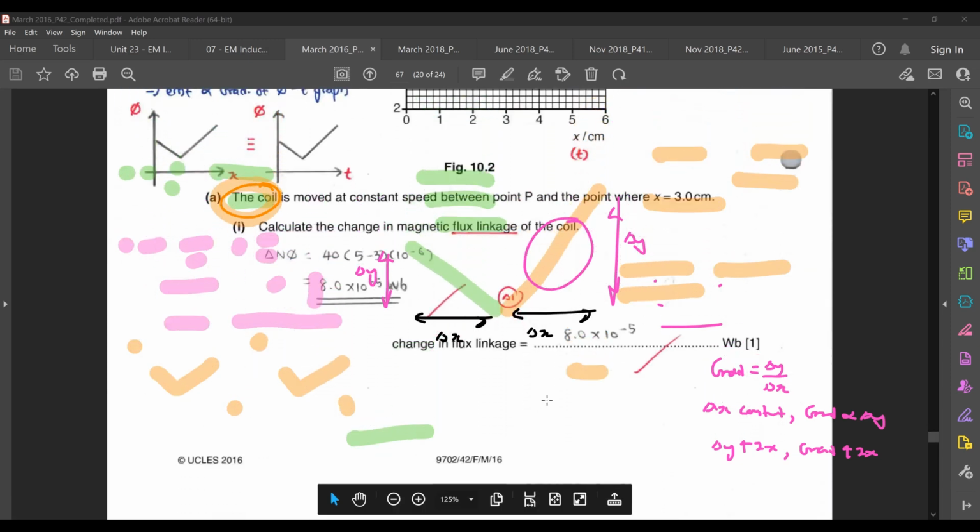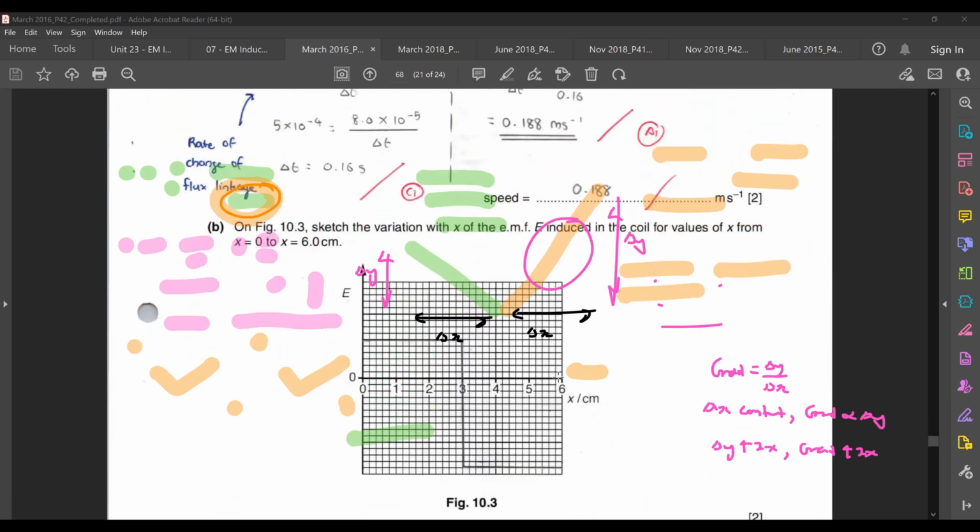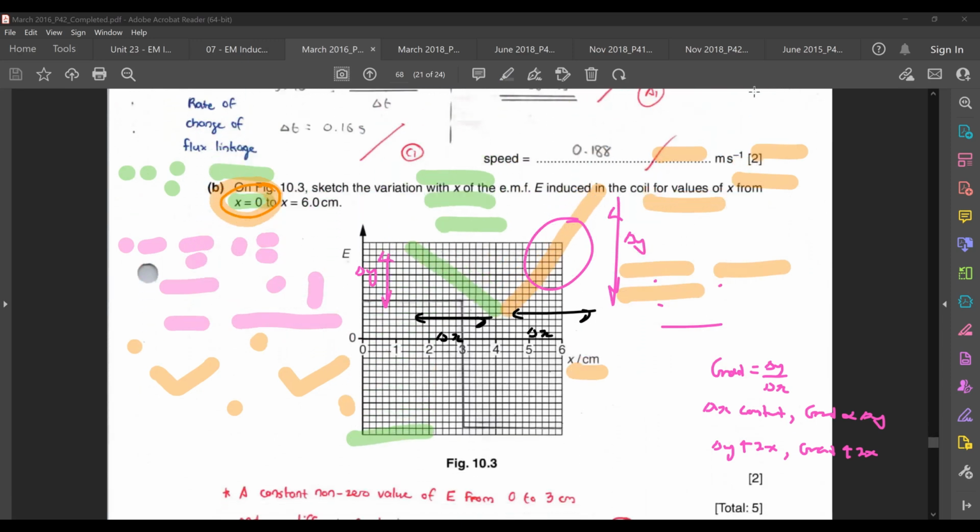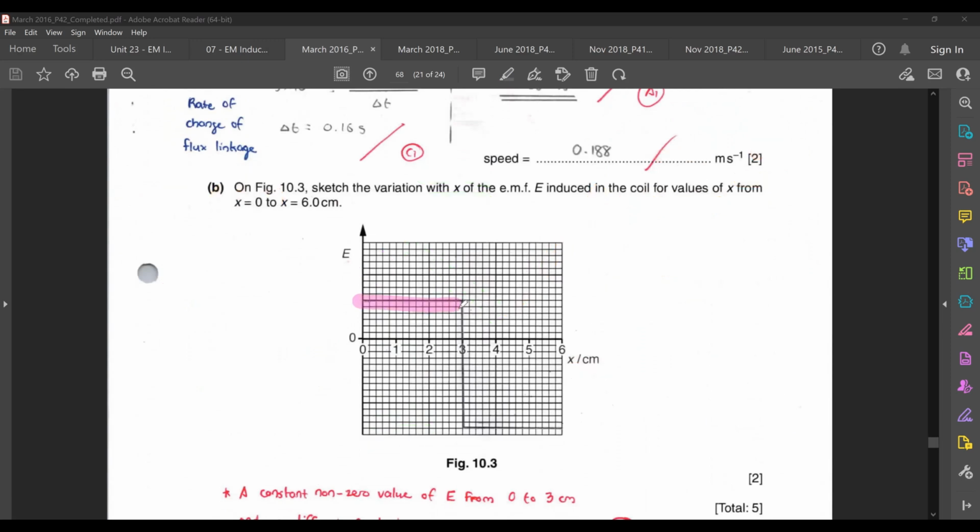Then if you wanted to draw out your graphs, it will just be something like this. It's just going to be this straight horizontal line until 3 seconds, followed by another larger magnitude EMF in the opposite direction from 3 to 6 centimeter.